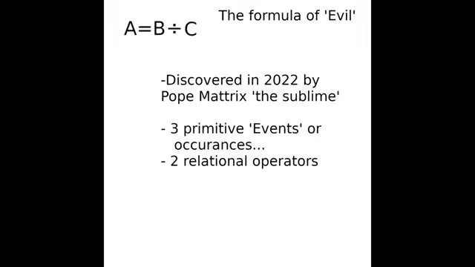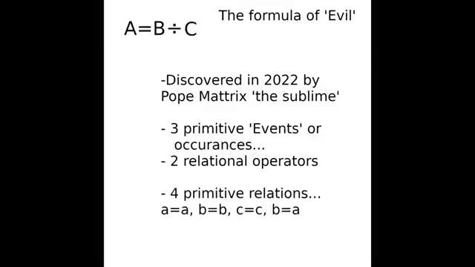And the next slide is there's four primitive relations. Now this one actually confuses me a little bit, but according to the law of identity, we have A equals A, B equals B, because these terms are equal to themselves. So of course the B is equal to the B, and the C is also equal to the C. But in the formula of evil, we also have B being equal to A. Okay, so this is the complexity of the formula of evil, that we have the four primitive relations.